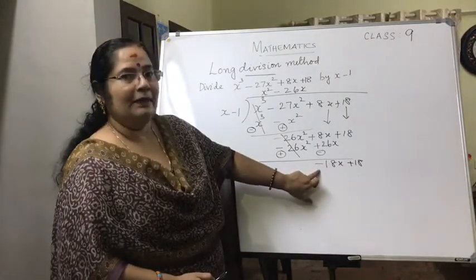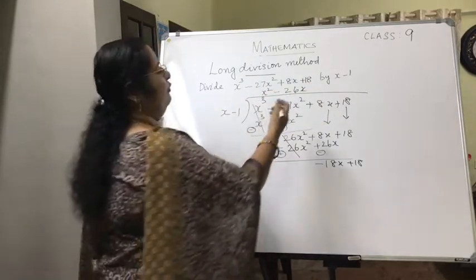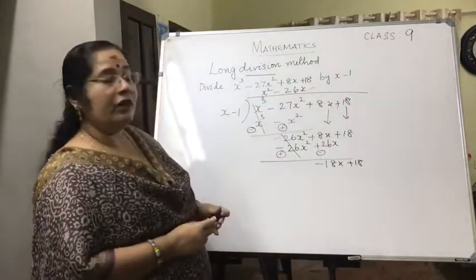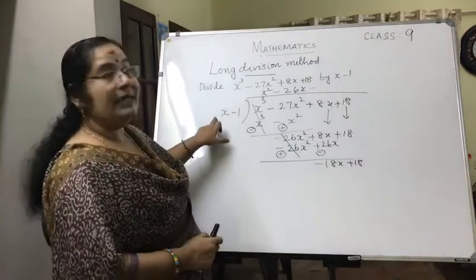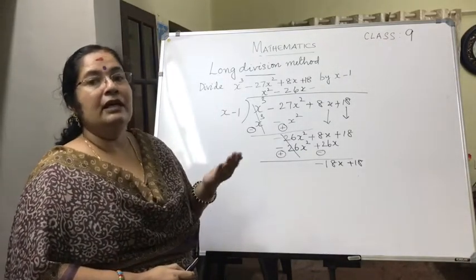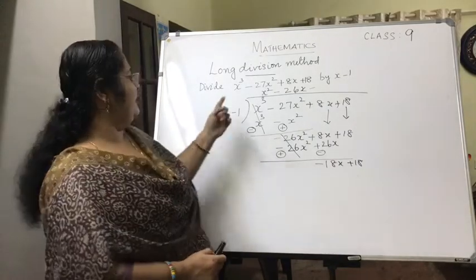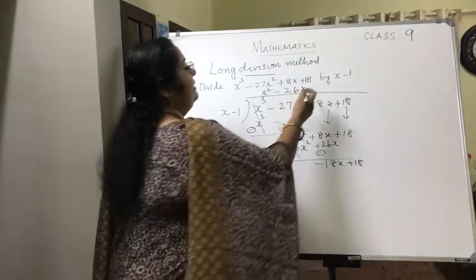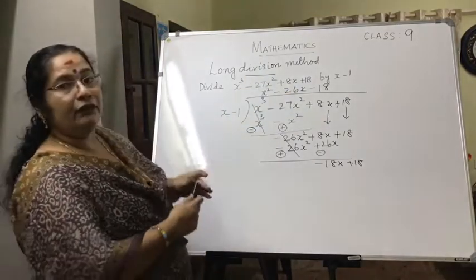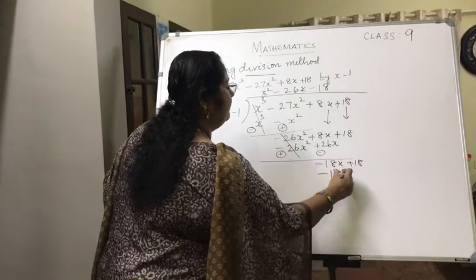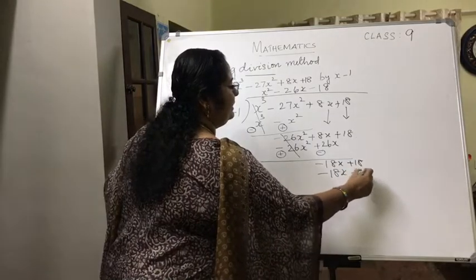Now look here. What is the sign over here? Minus. So in the quotient, the next term would be a negative term. Now what is that term? Here it is minus 18x, and here it is x. So with what should you multiply so that it can become 18x? Multiply with 18. 18 into x will give you 18x. So the next term here is 18. Minus 18 into x will give you minus 18x. Minus 18 into minus 1 will give you plus 18.